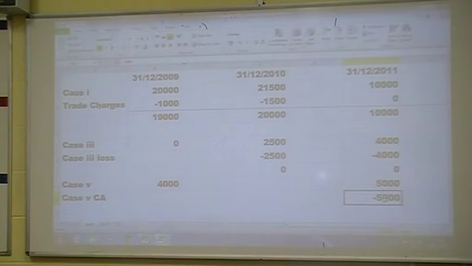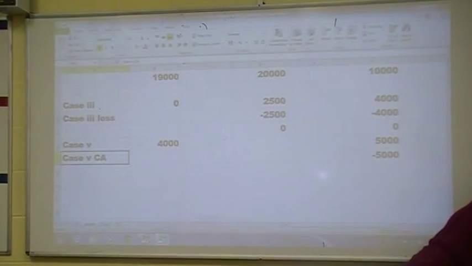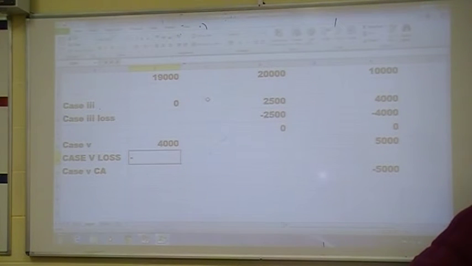But do we take that 1,500 off the 4 first, or the first from 2009? Oh yeah, take it off there and put a line there. Minus.